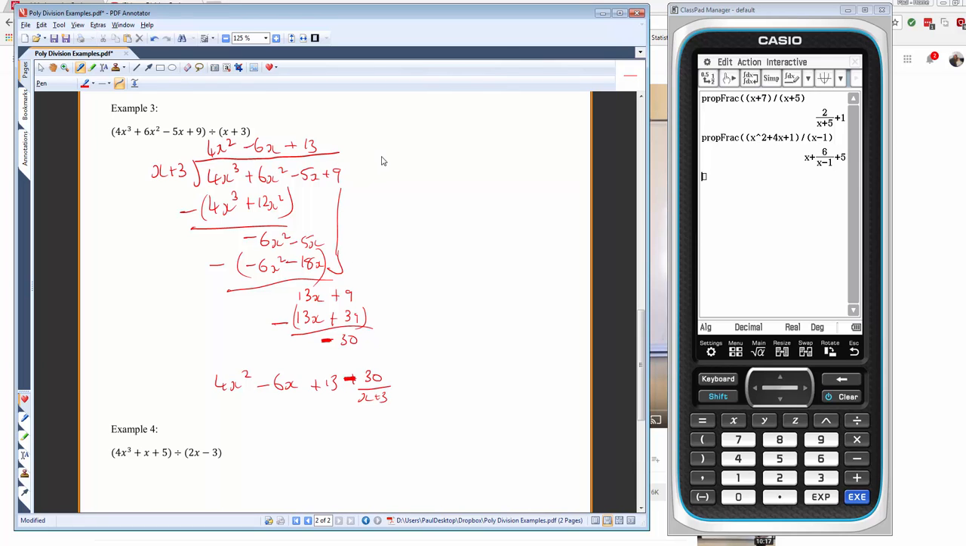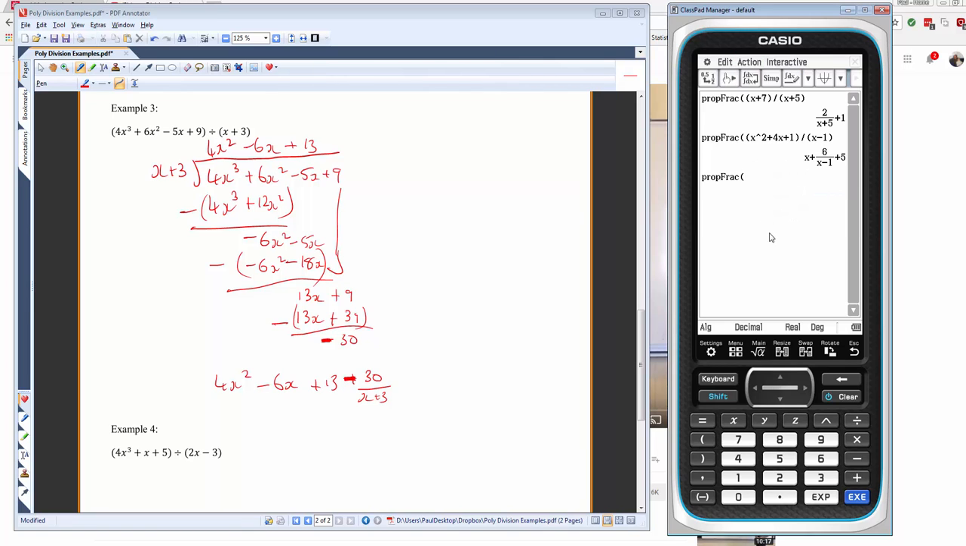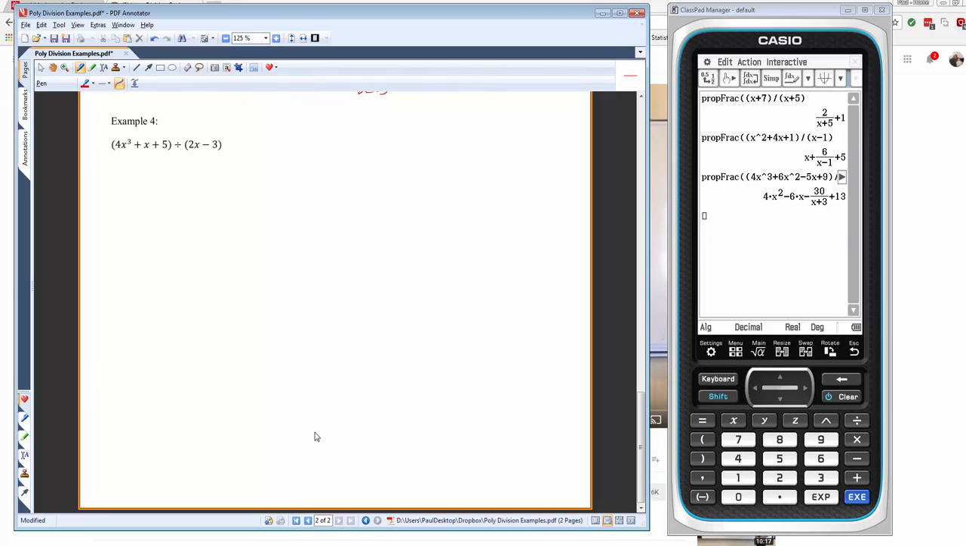Alright, so yeah, you can see here that it's easy to get tripped up over some negatives and positives with this stuff, and it's also why it's important to go and check your working out. So we're going to go prop frac and go 4x cubed plus 6x squared take 5x plus 9 divided by x plus 3. And what we got is 4x squared take 6x plus 13 plus 30 over x plus 3. So I was right.